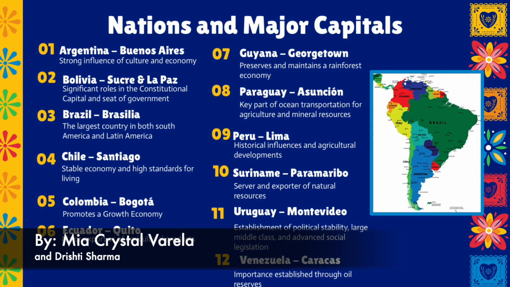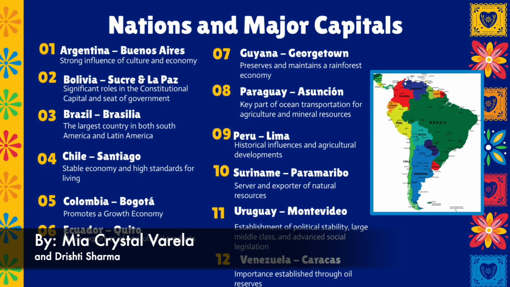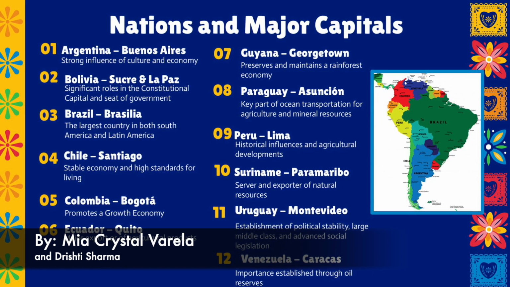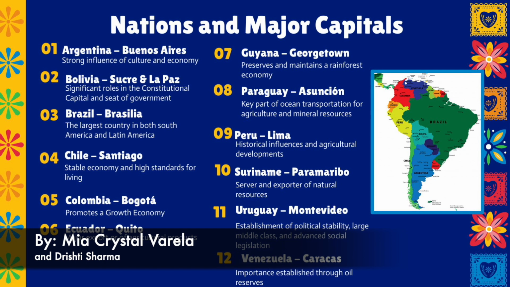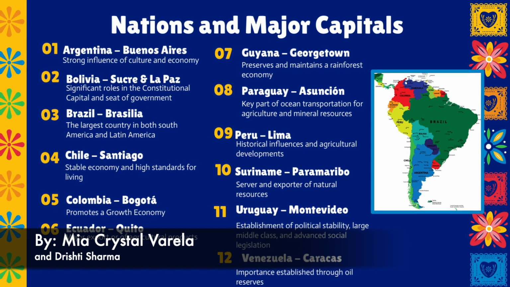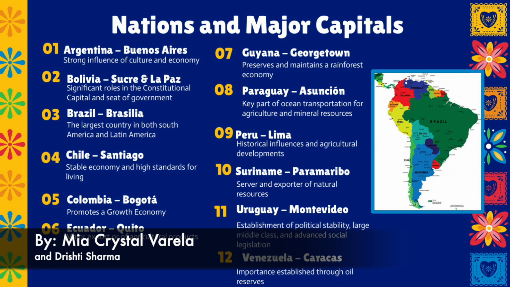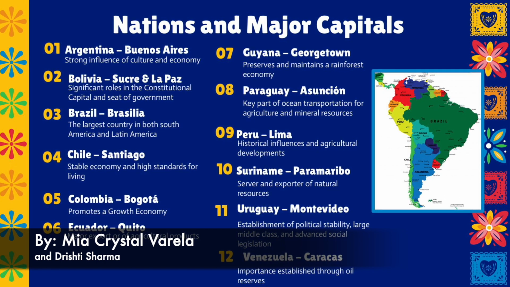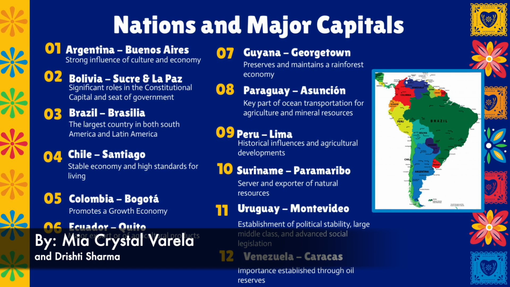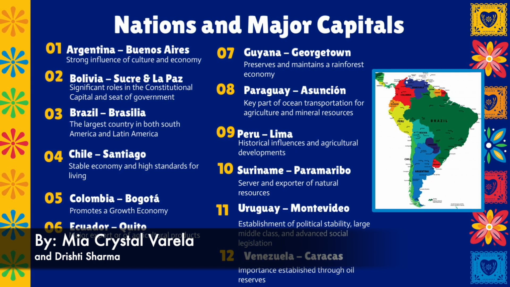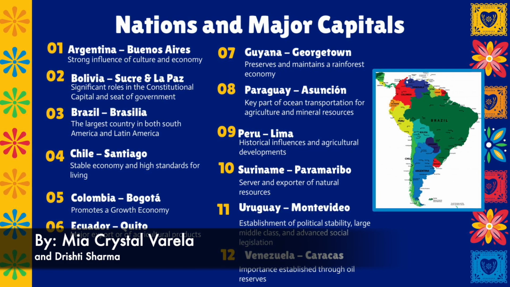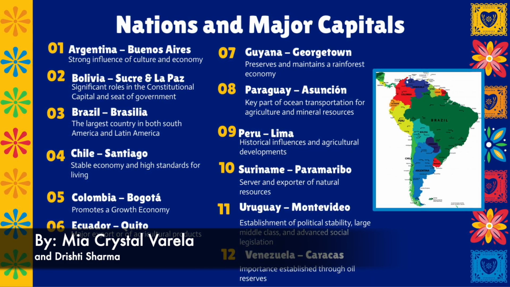Number 11, we have Uruguay, which has a major capital of Montevideo, and this is a nation that is politically stable and has a large middle class and holds kind of an ideal, realistic representation of what it wants the other nations of South America to be. At number 12, we have Venezuela, which has a major capital of Caracas, and this is an important nation due to its establishment of its oil reserves.